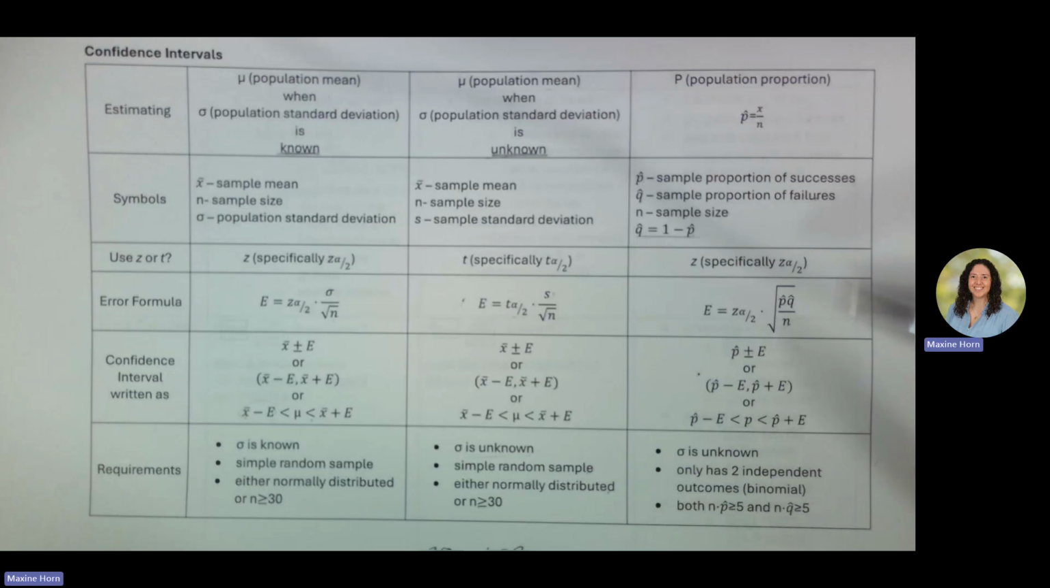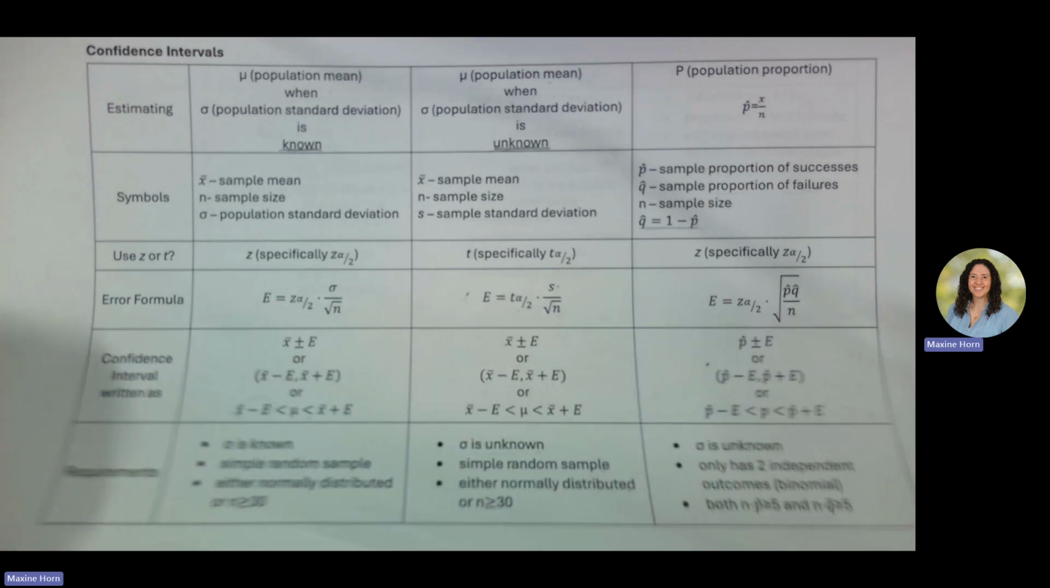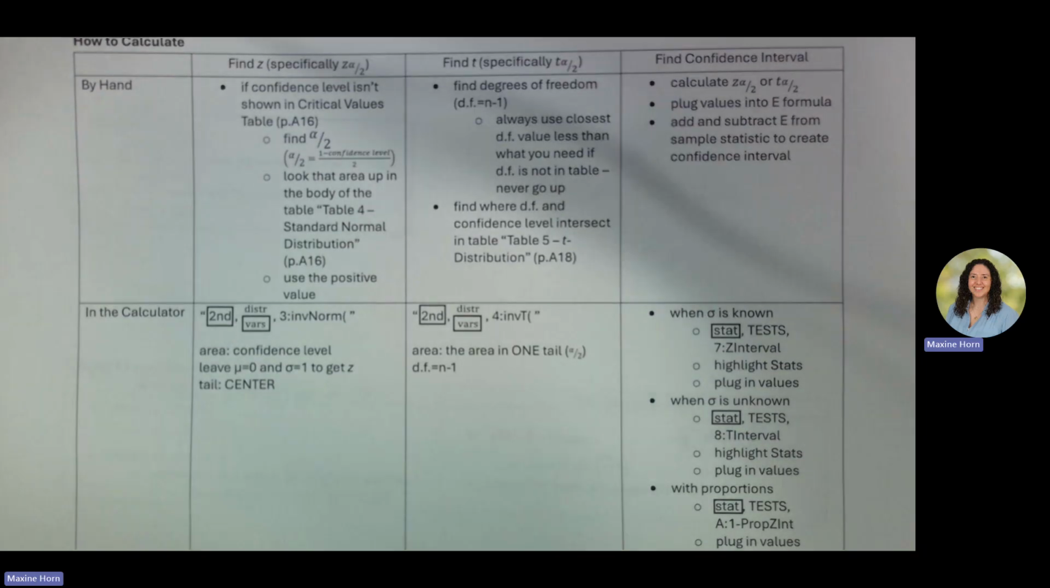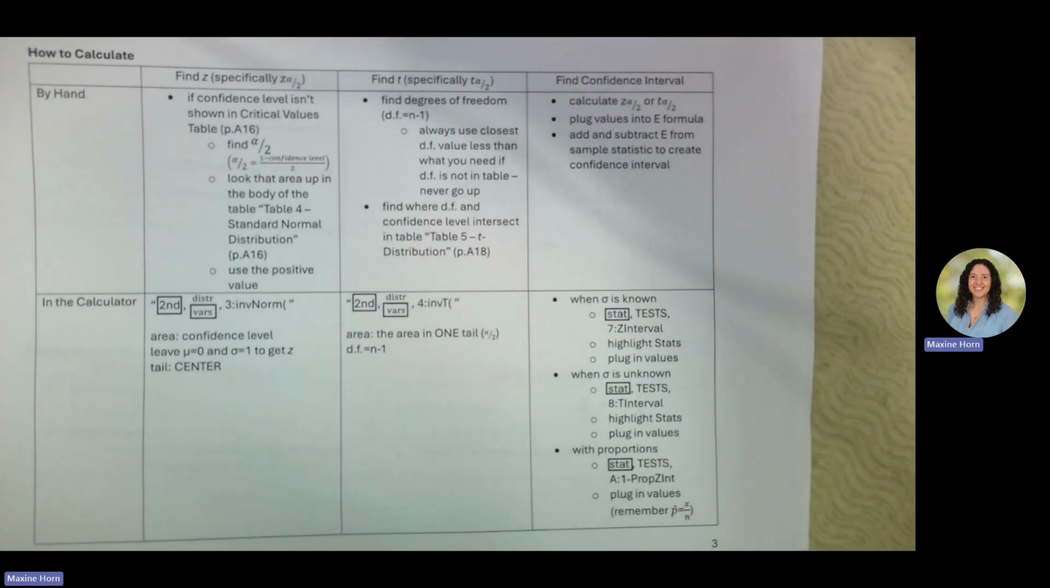And then for proportions, our requirements are that our population standard deviation is unknown. We only have two independent outcomes, right? This is binomial, and that both n times p hat and n times q hat are greater than or equal to 5. Okay. All right. So now we get into, okay, how do we actually find these things? Okay. So here, let me zoom this out a little bit. I feel like we need to be able to see the whole page.